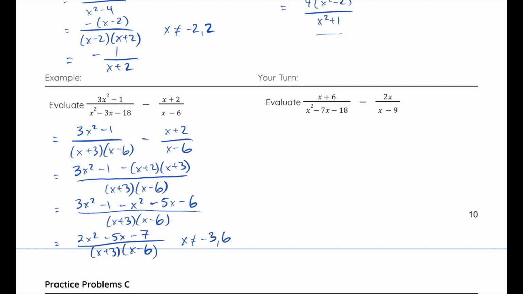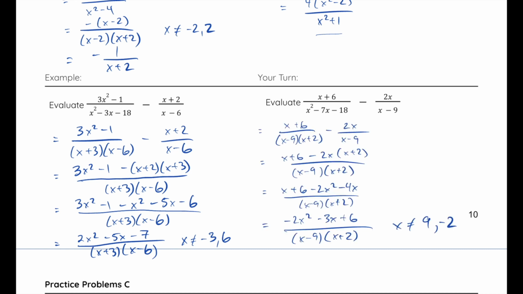So before you add them together, make sure you factor any quadratics to see if you get any similar terms. So try the one on the right. And so we end up with negative 2x squared minus 3x plus 6 over x minus 9 times x plus 2, with x not being equal to 9 or negative 2.